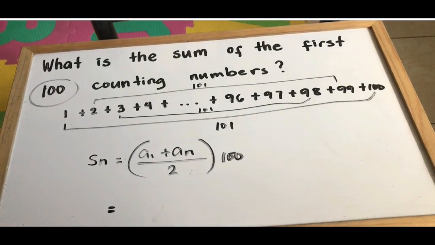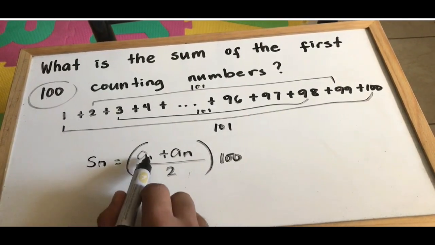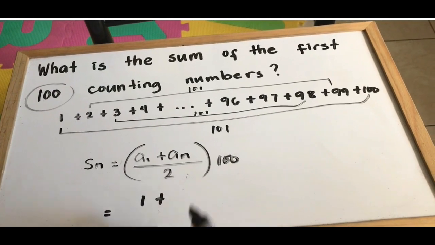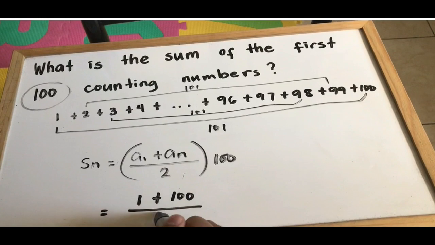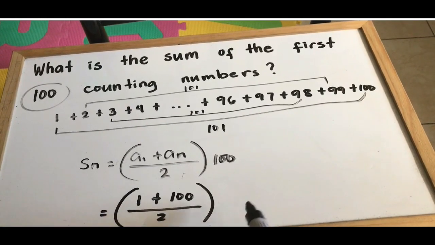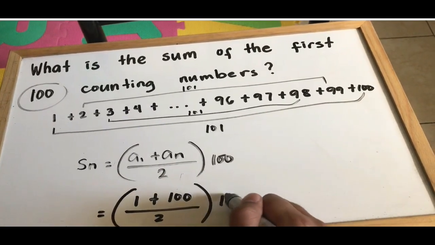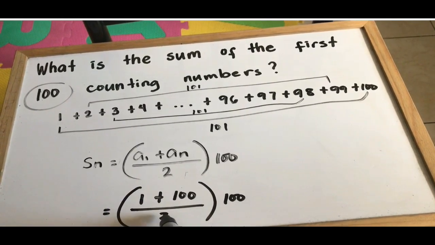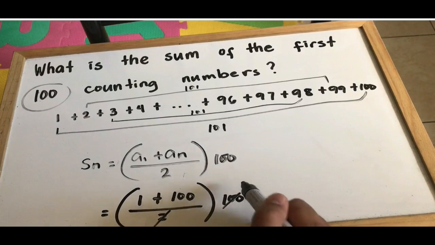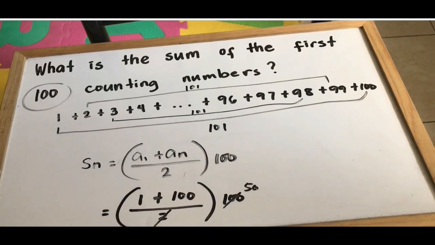So, para makuha yung sum, 1, first term natin, plus yung last term natin na 100, divided by 2, tapos ilan lahat yung terms natin? 100. We can use cancellation method. So, si 2 tsaka si 100, pwede natin i-cancel. Si 100 maging 50 na lang.